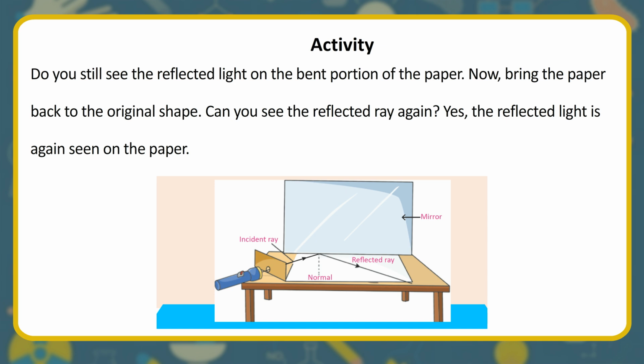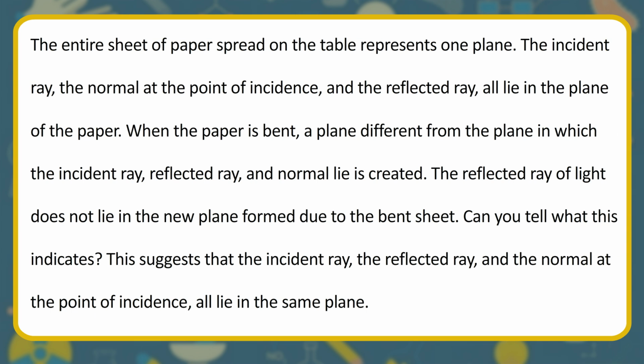Yes. The reflected light is again seen on the paper. Incident ray, normal, reflected ray, mirror. The entire sheet of paper spread on the table represents one plane. The incident ray, the normal at the point of incidence, and the reflected ray all lie in the plane of the paper. When the paper is bent, a plane different from the plane in which the incident ray, reflected ray, and normal lie is created.